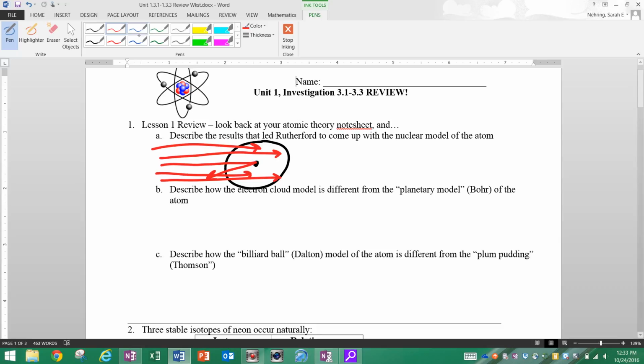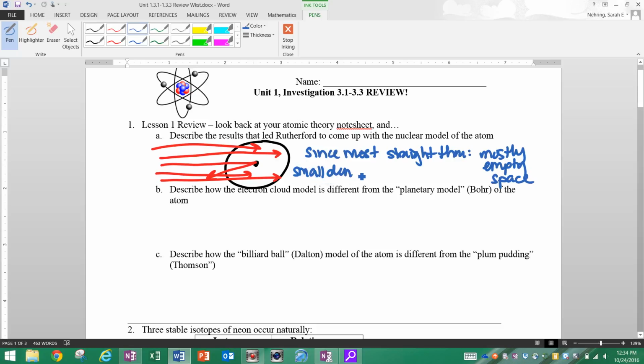And that told them that, since most of the particles went straight through, that means that the atom is mostly empty space. And you might remember from the video that there was that example that the guy used, and he said that if you took out all the empty space in all the atoms in your body, you would shrink down to the size of smaller than a grain of salt, but you'd still have the same mass. So it'd be an incredibly heavy grain of salt, very, very dense. But atoms are mainly empty space, and there's this small, dense nucleus in the middle.